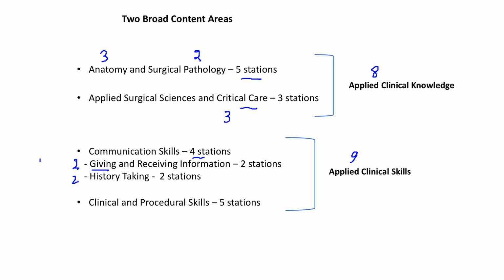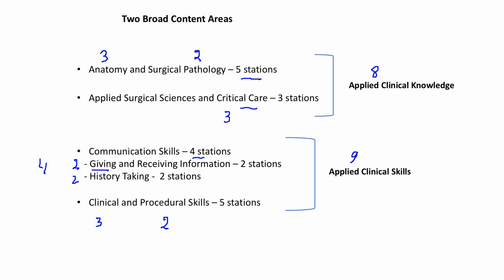So there are 4 communication skill stations and 5 clinical and procedural skill stations. Out of these 5, 3 stations are clinical examination stations in which you do physical examination, like examination of the shoulder, hand or abdomen, and there are 2 procedural skill stations. So we can see that each broad content area has several stations.